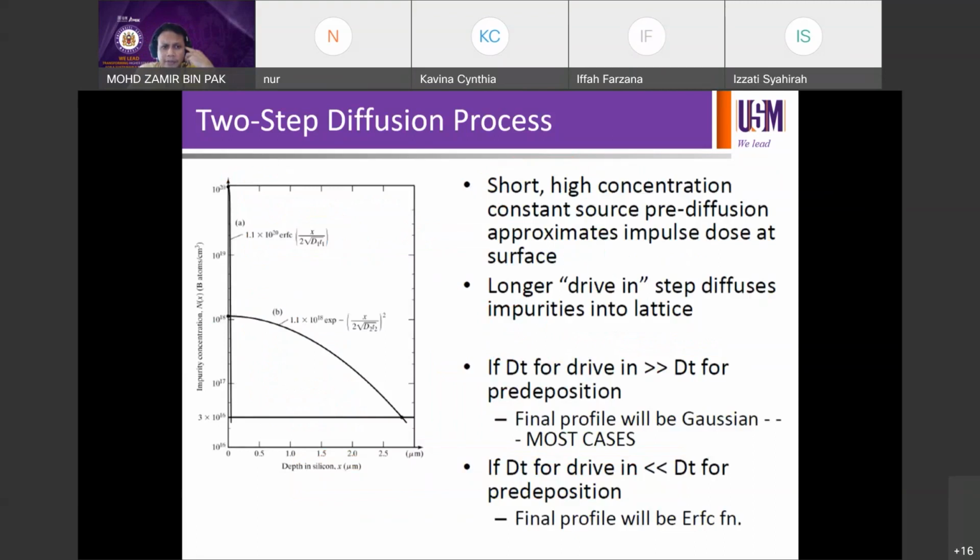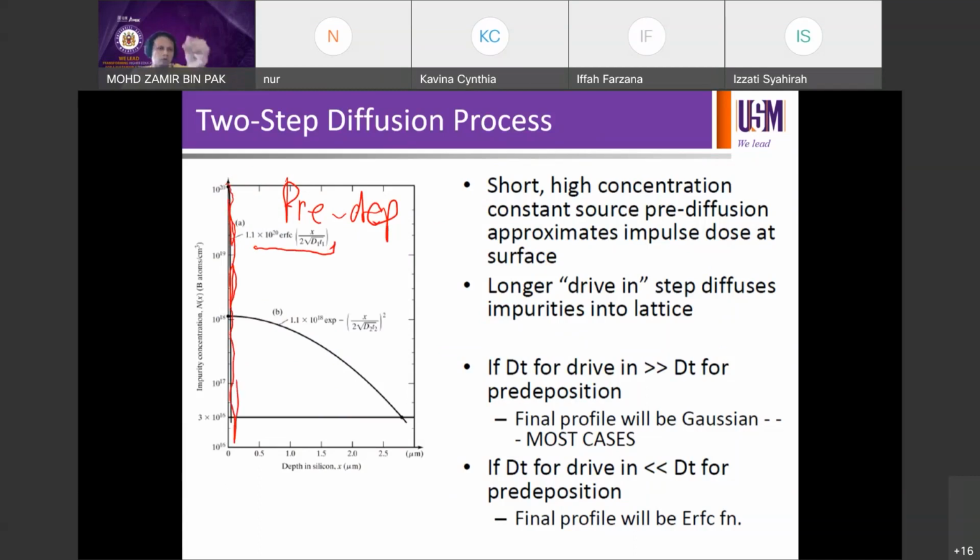The first step is called the error function, for example. The first step, when you run pre-dep, you're actually following the error function profile. So if you plot n against x, where n is the concentration of the impurity on the y-axis, and x is the depth of the profile into silicon, if you run pre-dep, you're actually following an error function profile, and this is the profile that you would normally have during a pre-dep.